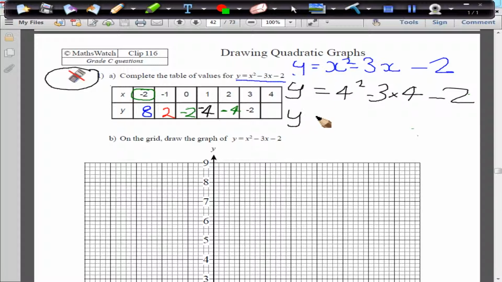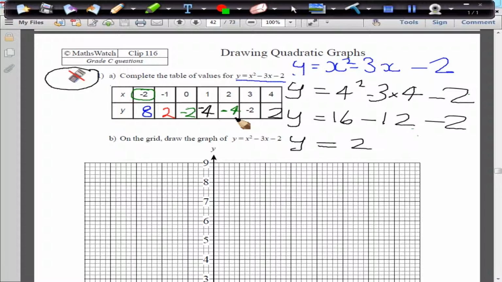So now, what's 4 squared? 4 squared is 16. Minus 3 times 4 is minus 12. Then minus 2. So y is equal to 16 minus 14. 16 minus 14 is equal to 2.